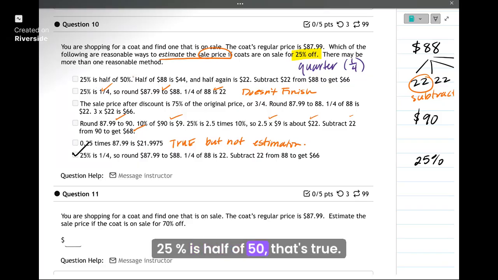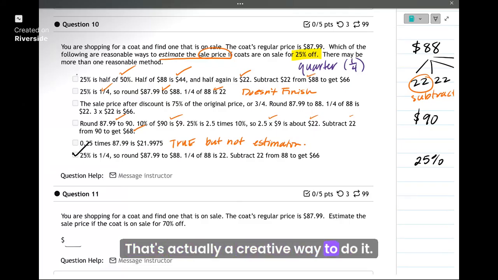25% is half of 50. That's true. Half of 88 is 44. That's true. Half again is 22. That's true. That's actually a creative way to do it.